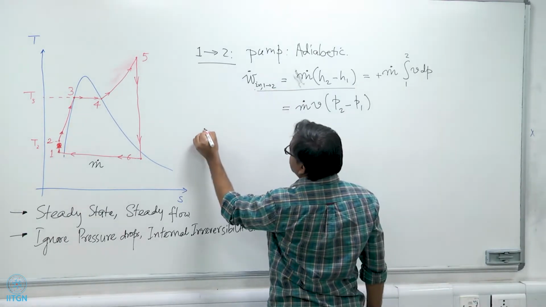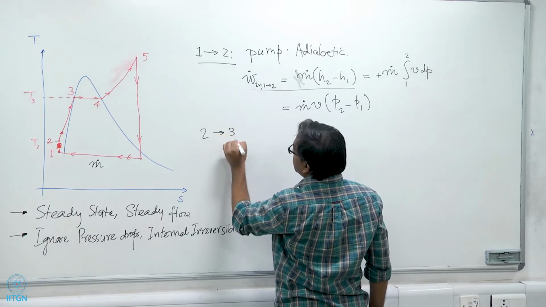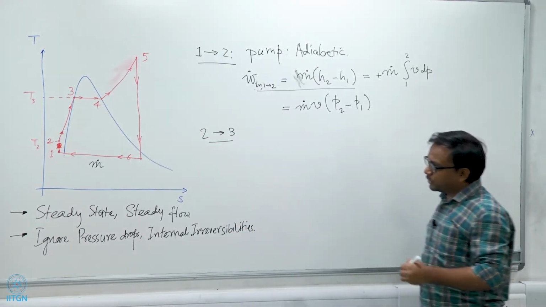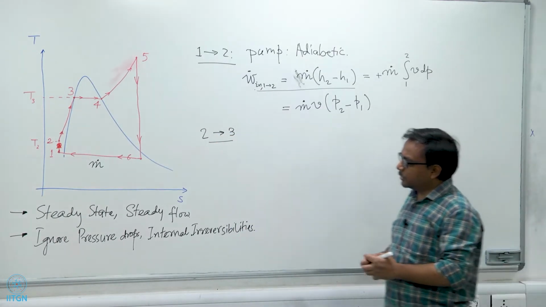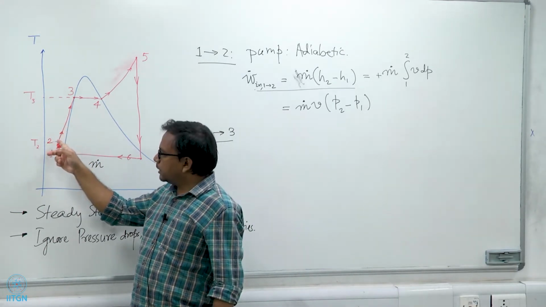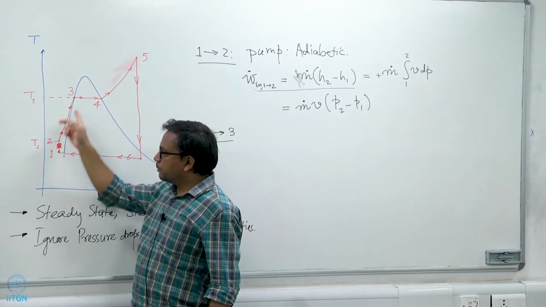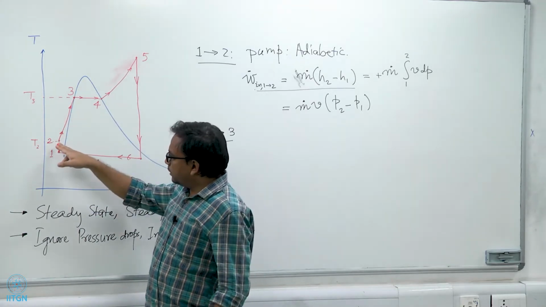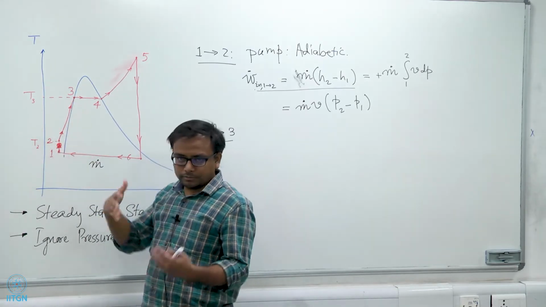Let us look at process 2 to 3. Process 2 to 3 is very simple, there is no work output, we are just adding heat to the liquid water and there is sensible heating, that means the temperature of the water is rising and the pressure is not changing, right.